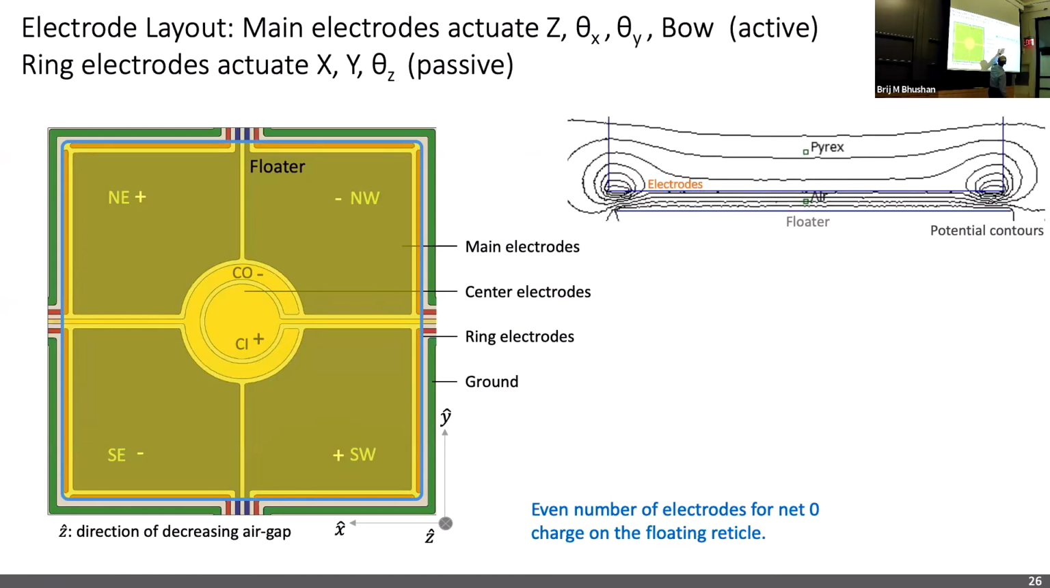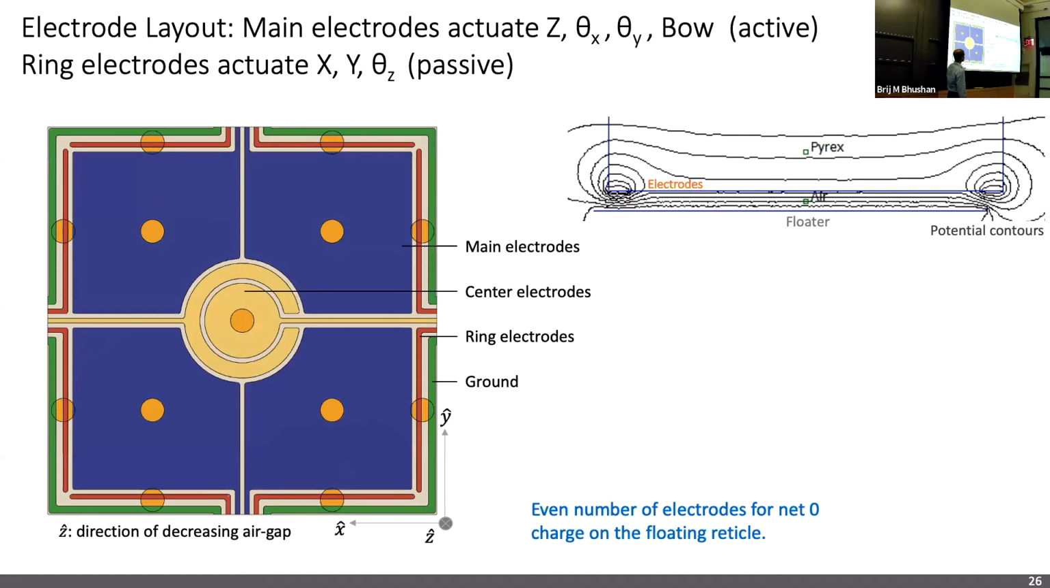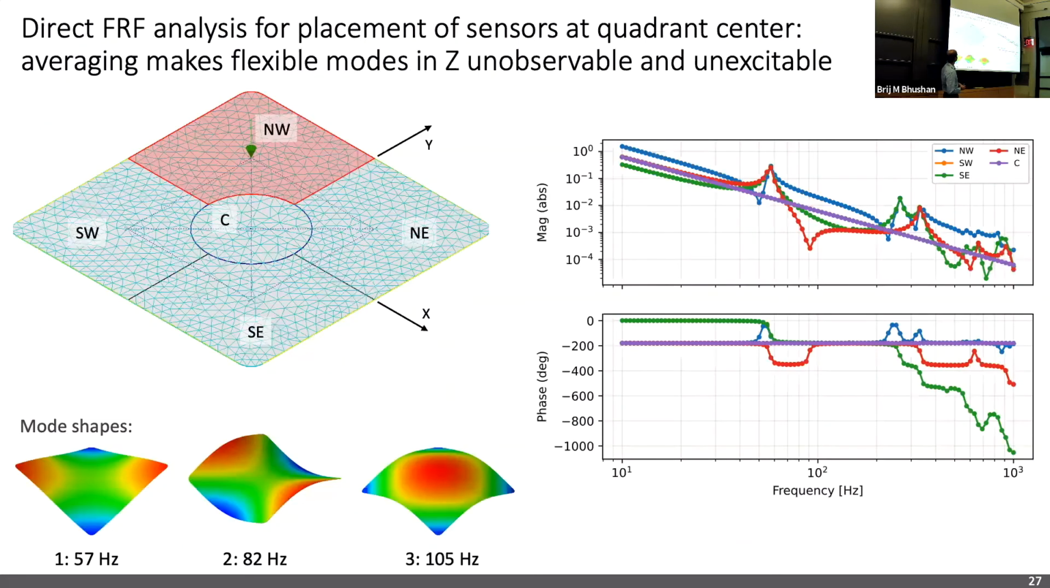So this is just an animation. We can see that for horizontal forces, it's only the electrodes at the edges that matter. So we use thin electrodes at the edges to generate the horizontal forces that are needed for stabilizing the horizontal modes. We also have a ground strip all around to make sure that fields do not go beyond the surface of the electrodes. So now the next question is, okay, once we have the electrodes, where do we sense? And that I will talk about in the next slide.